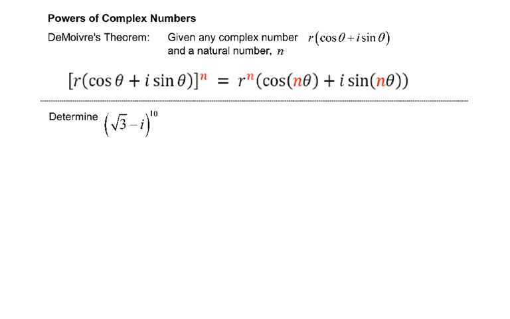Welcome back. We are still talking about complex numbers in trigonometric form. So complex, trig form means we've got this cosine and sine in there. So dealing with powers of complex numbers, we have a very helpful theorem, DeMoivre's theorem.